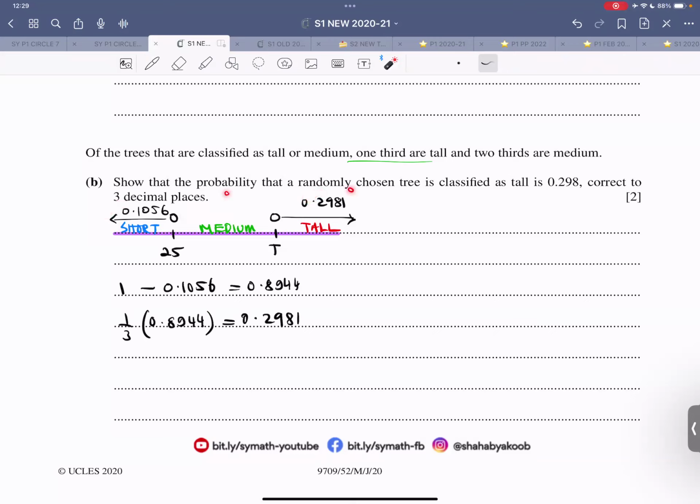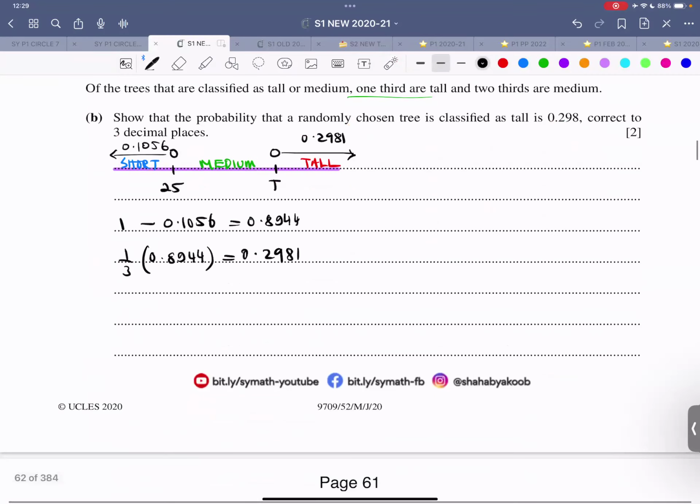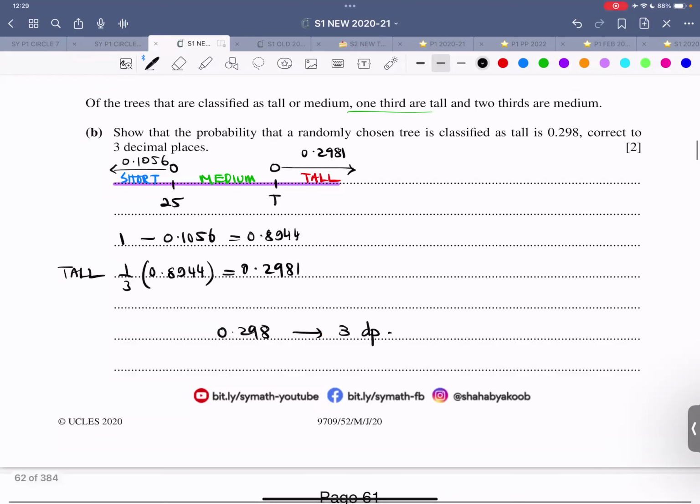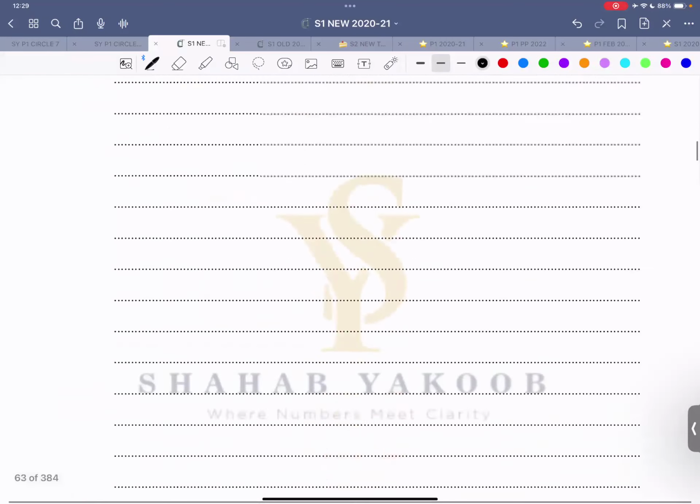Show that the probability a randomly chosen tree is classified as tall, correct to 3 decimal places. This is 4 dp, therefore 0.298 is the answer. This is for tall, and that is correct to 3 decimal places. All good, all clear? Let's move on.